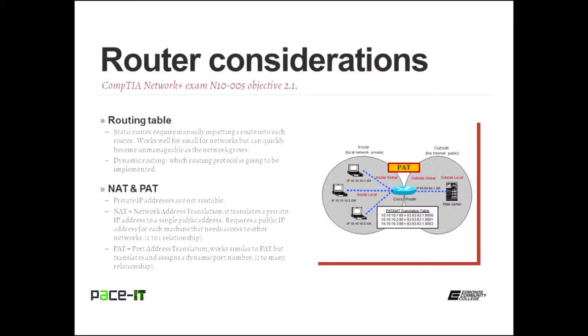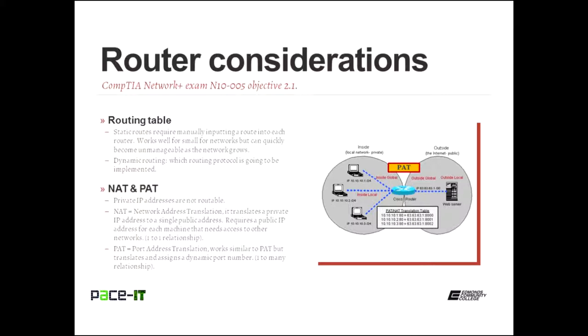So now if a client on your network wants to access an outside resource, how does it do it? Because its IP address is not routable. That is where NAT and PAT come into play. As I mentioned a moment ago, NAT stands for Network Address Translation. It translates a private IP address to a single public address. The router has a pool of these public routable IP addresses that are available to reach the outside. So if client A wants to get to the outside, it is assigned one of those public routable addresses.